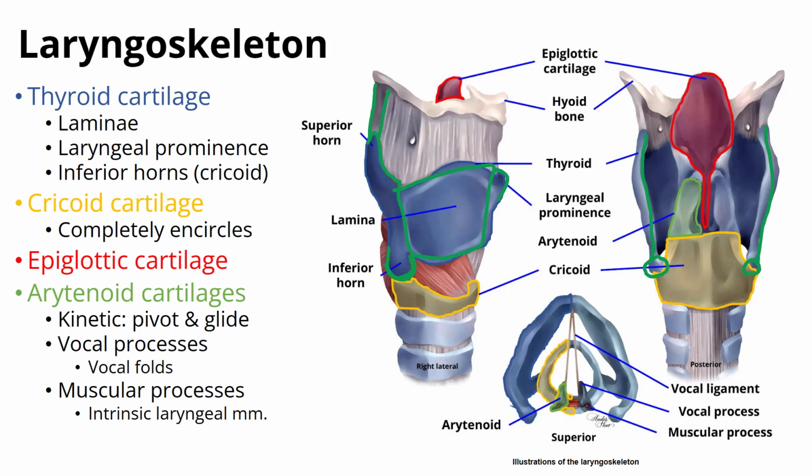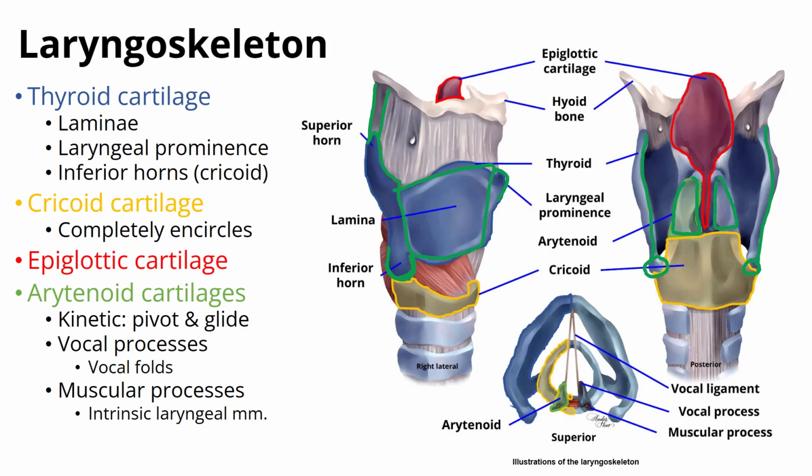The cricoid cartilage, krikos meaning ring, is the only element of the laryngoskeleton that completely encircles the airway. And sitting atop the cricoid cartilage are the arytenoid cartilages. These arytenoid cartilages are the most kinetic portions of the laryngoskeleton.